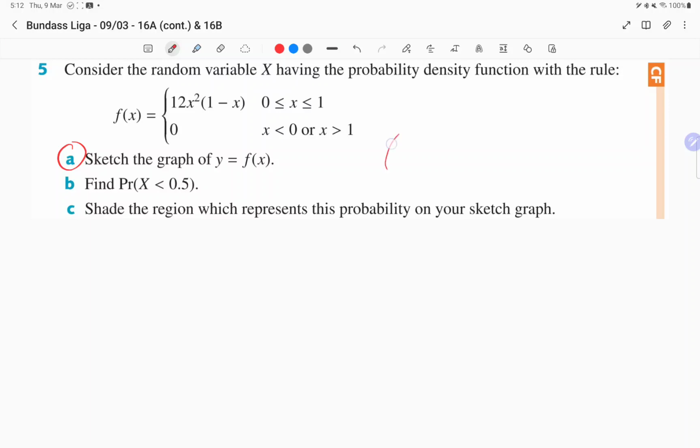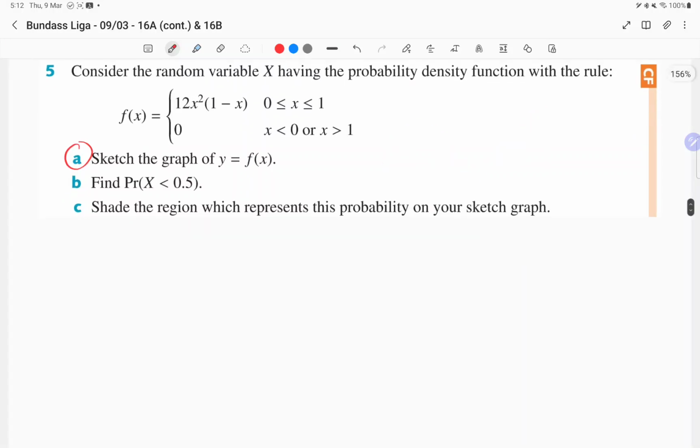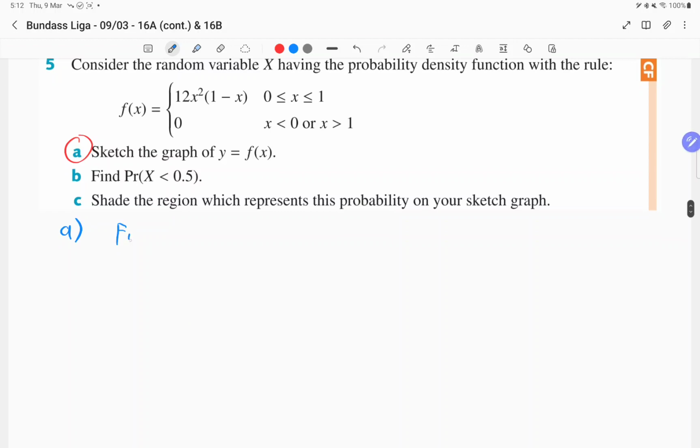Yeah, something like that. Something like this, right? Now, looking at this, the first thing you should notice is that this is already factorized. It's like a factor there and then a factor there. So for question A, the first thing I would do is set that equals to 0, finding the x-intercepts first.